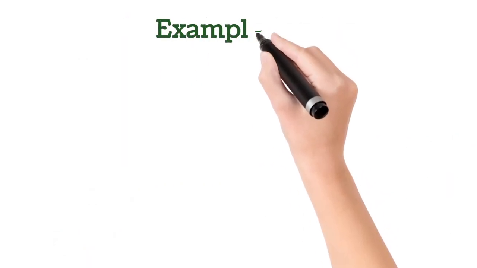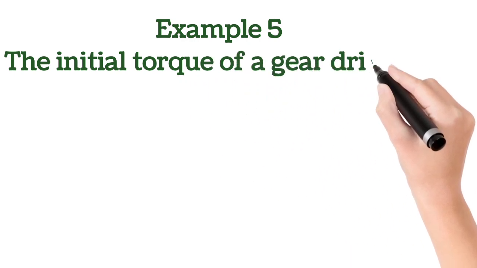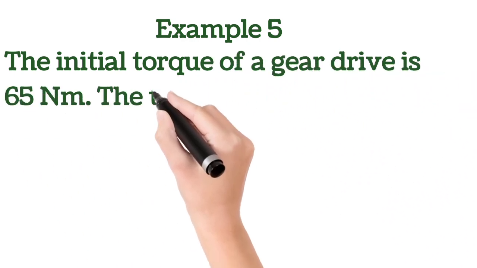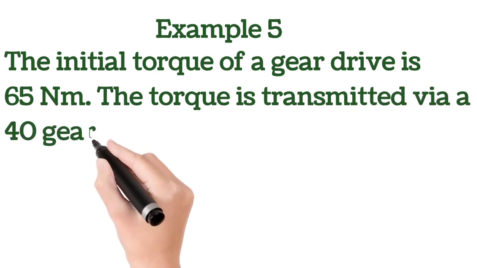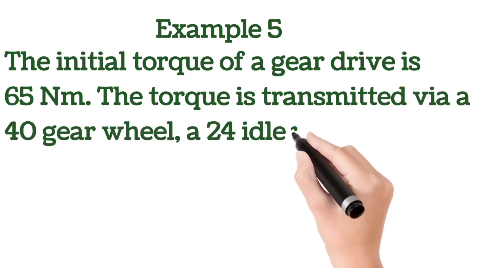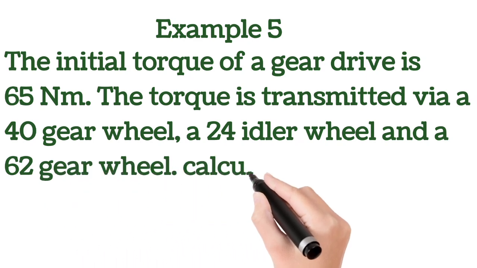Example 5. The initial torque of a gear drive is 65 Newton meter. The torque is transmitted via a 40 gear wheel, a 24 idler wheel, and a 62 gear wheel. Calculate the final torque in Newton meter.